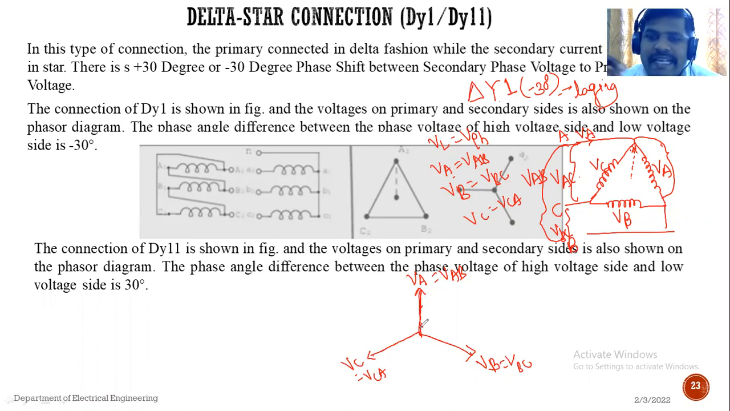Now the secondary side of the transformer. So if we join these, it will make a delta. See, if we make this connection, we will get a delta.